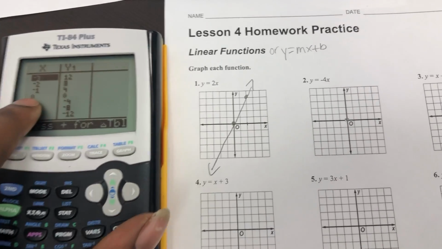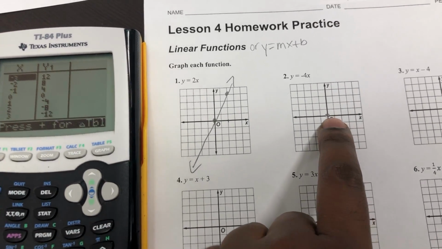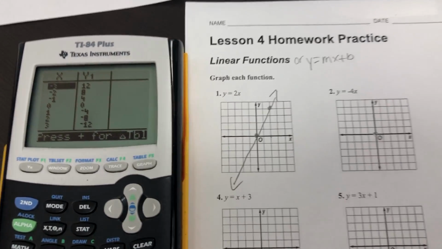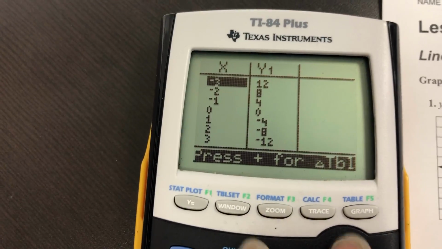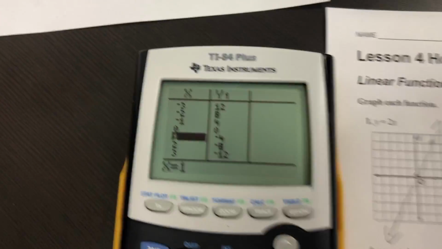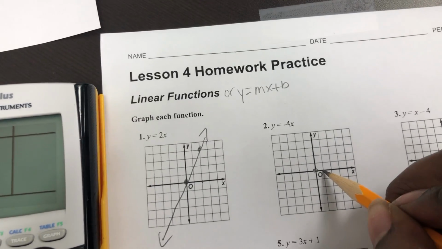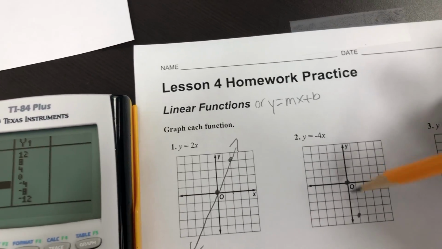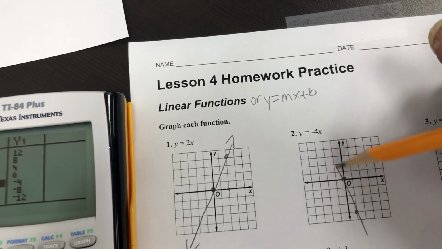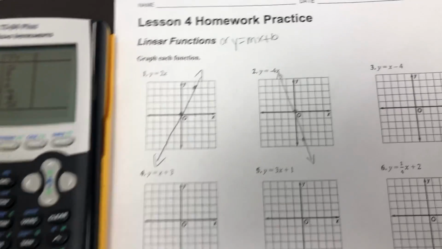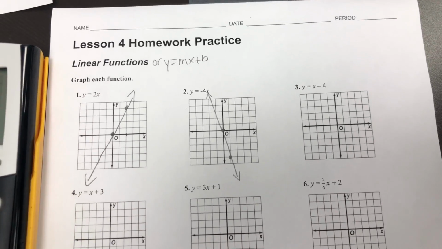All right, so once again, just like we already pre-plotted, we knew that this was proportional. So we had 0, 0 as our first point. And then I'm just going to plot positive 1, negative 4. Why not? So positive 1, negative 4. 1, 2, 3, 4. There you go. Simple. And do the same thing for number 3.